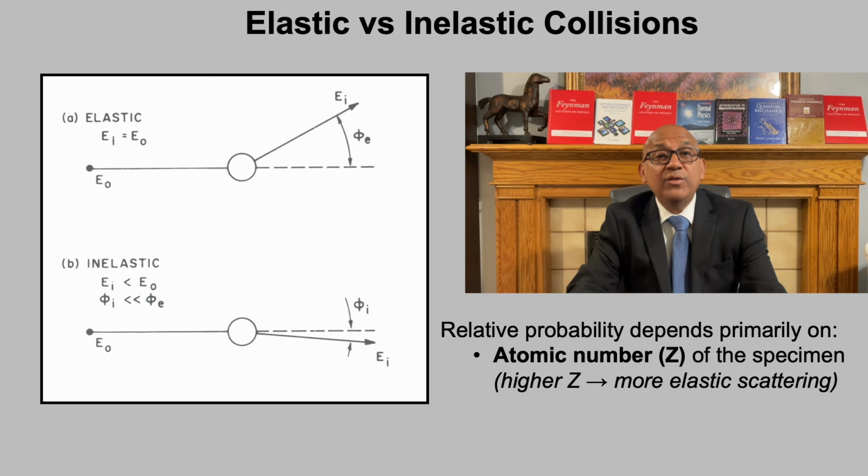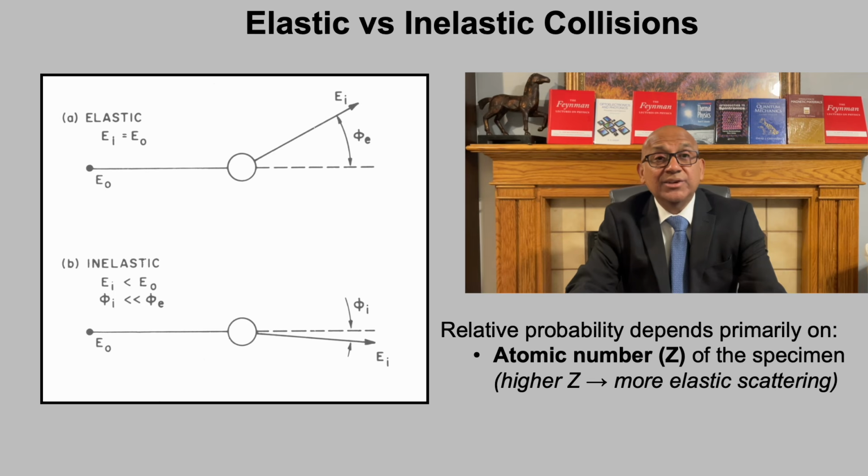On this slide, we focus on what physically distinguishes elastic and inelastic collisions at the atomic level. In an elastic collision, the incident electron interacts primarily with the atomic nucleus. Because the nucleus is much more massive than the electron, the interaction changes the direction of the electron but not its energy. As a result, elastic scattering involves large angular deflections with little or no energy loss.